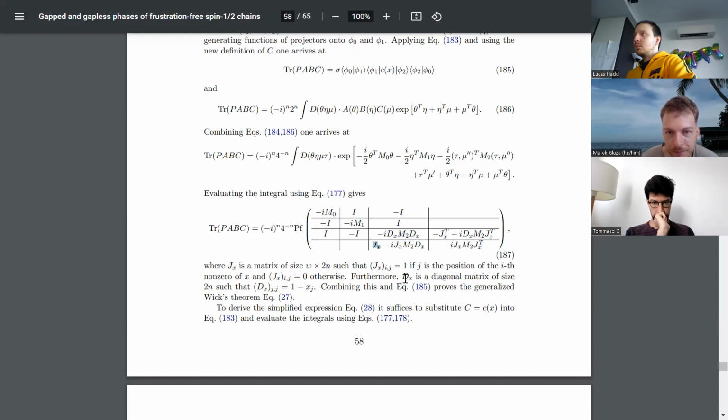So what is dx? Dx is a diagonal matrix of size 2n such that dx is 1 minus the string x. It's basically putting your indicator string of the observable onto the diagonal with a flip. And jx is a matrix such that it's 1 if the position is non-zero x, and otherwise it's 0. So those are simple matrices that are indicating where you are multiplying in the matrix operators, the observables, so to speak. That's all that is happening here.